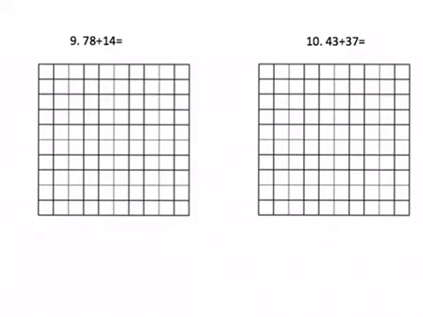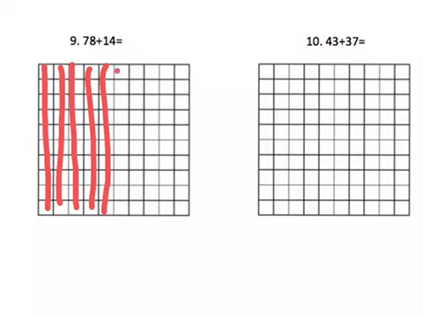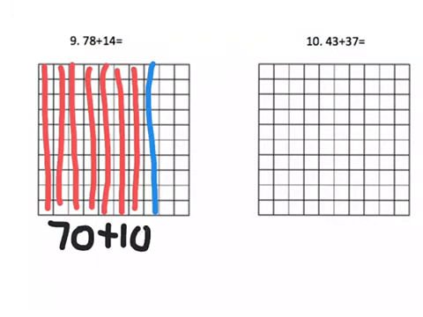Number 9 is simple. It's 78 plus 14. So there's different ways that you can do it. I don't care how you do it. All right? But for the first one, I need to show 7 tens. Then I might want to do my 1 ten. So that would be the same as saying 70 plus 10 equals what? 80. Okay?